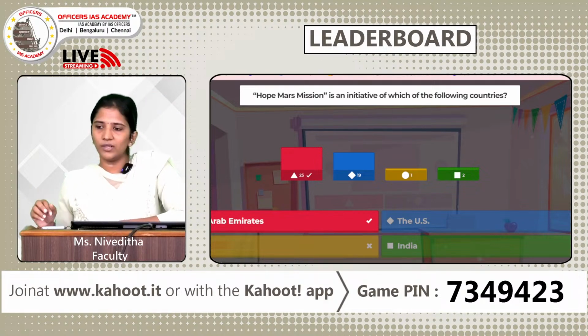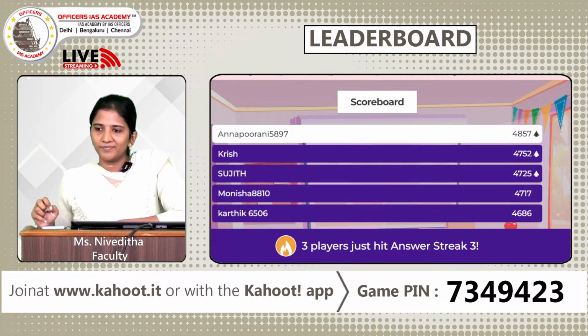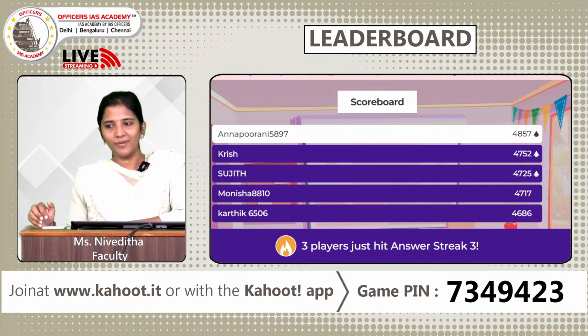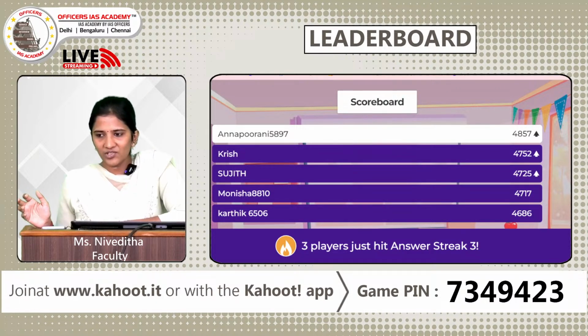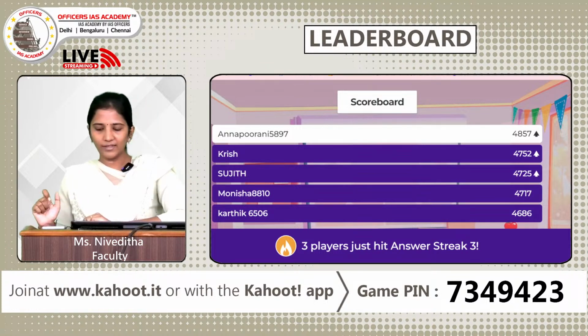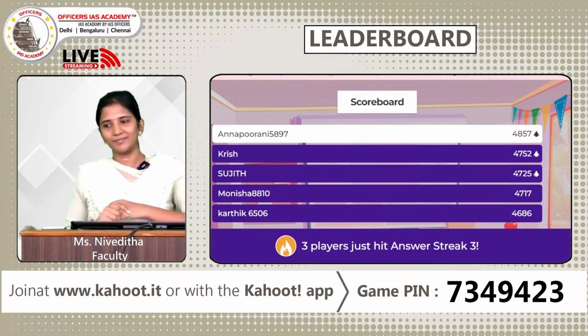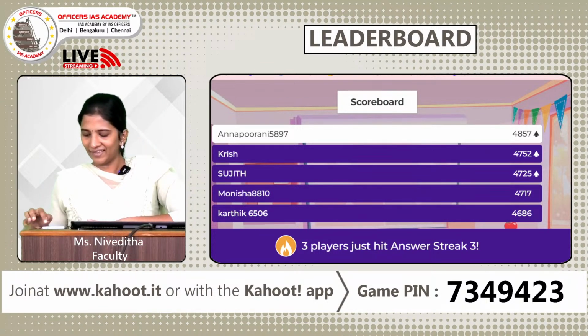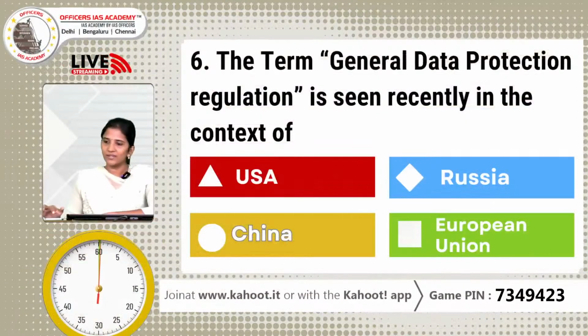Let's see the leaderboard. Annapurani has topped, and second place would be Krish, Sujit, Monisha, and 5th place is Karthik. Finally, Annapurani has climbed the ladder. Fine, let's move into the next question.